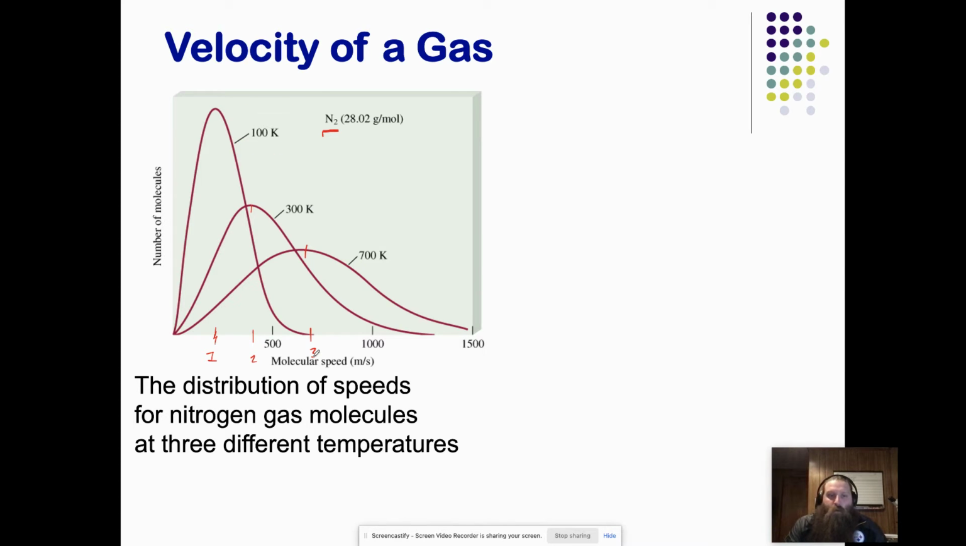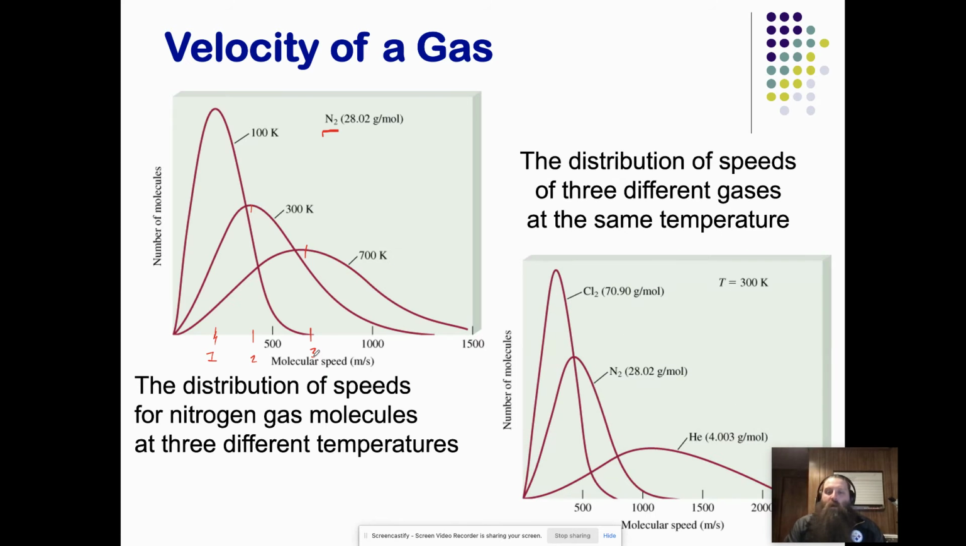Now, what if we want to compare different gases at the same temperature? We get a very similar shaped curve, but it's really important to note that in this graph, we're talking about three different gases all at the same temperature, 300 Kelvin. Compared to this, two different graphs, they're very, very similar. Make sure you know which one you're looking at if you're answering a question about them.